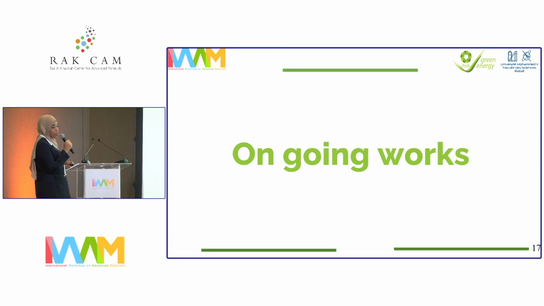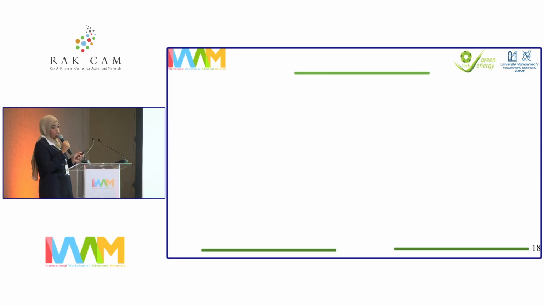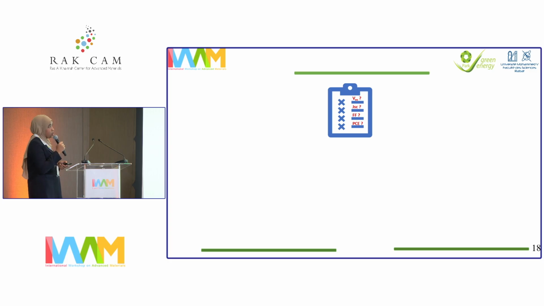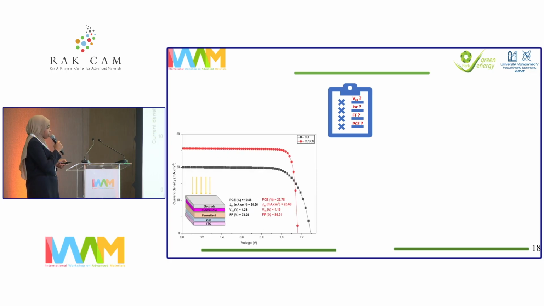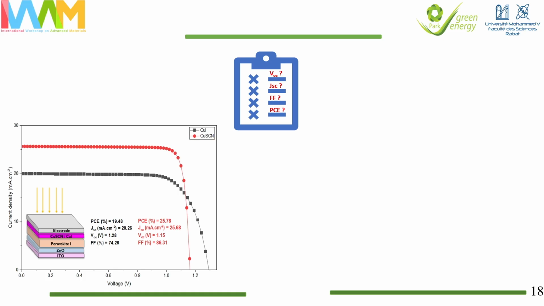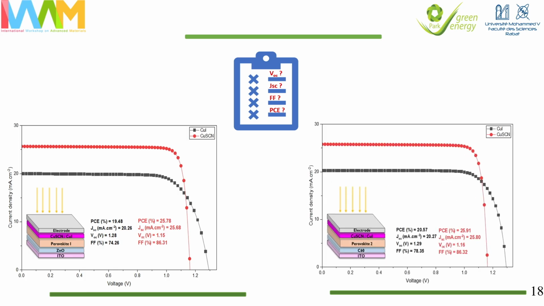Some of our ongoing work is using the studied HTMs like copper thiocyanate in the same stacks to get the JV curve. For example, we used this stack with copper iodide and copper thiocyanate, and we noticed that the PCE of copper thiocyanate is higher. We used another stack for both HTMs, and this time too the PCE of copper thiocyanate is higher, which is logical based on our previous results.